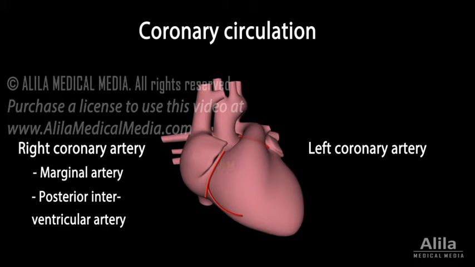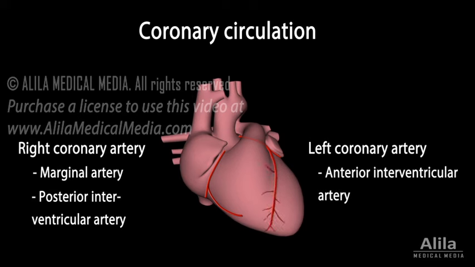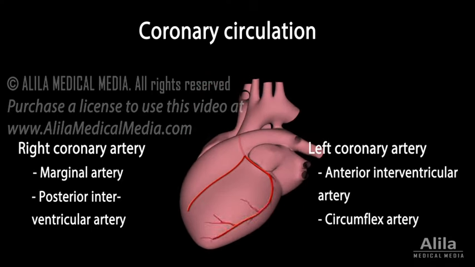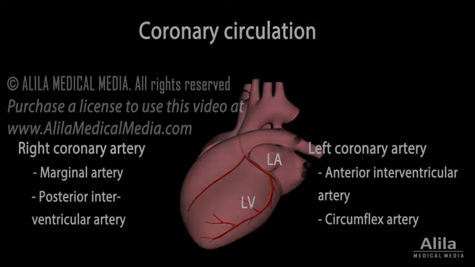The left coronary artery splits into two major branches: the anterior interventricular artery, or anterior descending artery, supplying the anterior walls of both ventricles and most of the interventricular septum. This artery contributes the most to the left ventricle and is therefore the most critical vessel of the heart. The circumflex artery curves toward the posterior surface, providing for the left atrium and posterior walls of the left ventricle.